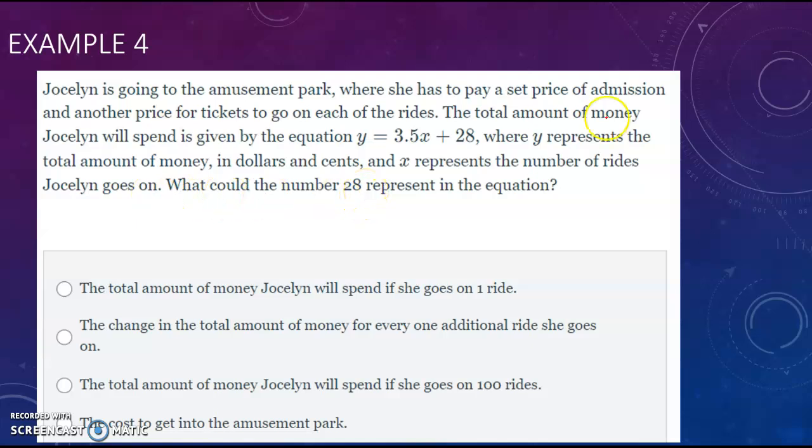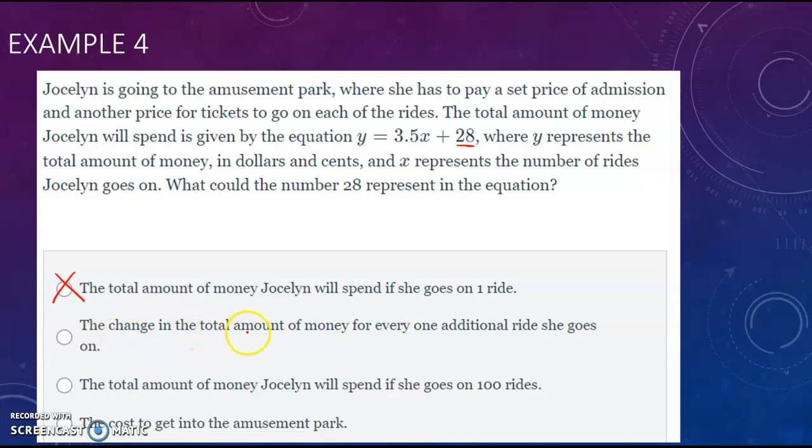What could the number 28 represent? Now keep in mind this 28 is our y-intercept. Okay, so if she went on 0 rides, she would still be paying $28. So is it the total amount Jocelyn will spend if she goes on 1 ride? No. Because if we plugged in 1 here, that would be $31.50.